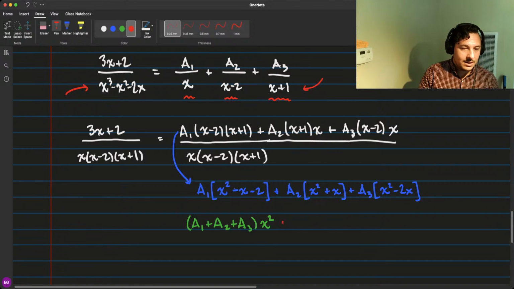Okay. What am I going to have for my x terms? So do you see I'm going to have a1 times negative x? So that's going to give me a minus a1. The next term you have a2 plus x. That's going to be plus a2.